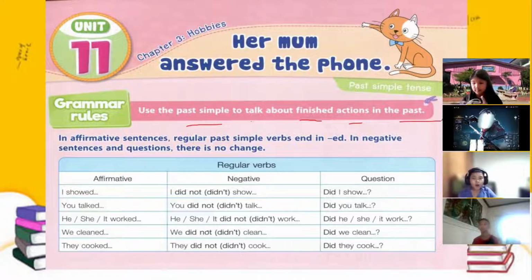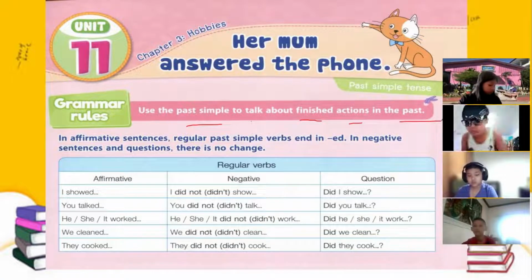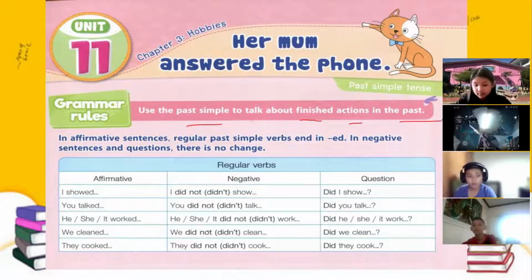Like for example, she washed her car. She is the subject, washed is the action, and her car is the receiver of the action. The car has already been washed, it's done already yesterday. So she washed her car yesterday. Or let's say, last year I traveled to Japan. Or last year I traveled to Korea. So that's the action, it's already been done in the past.